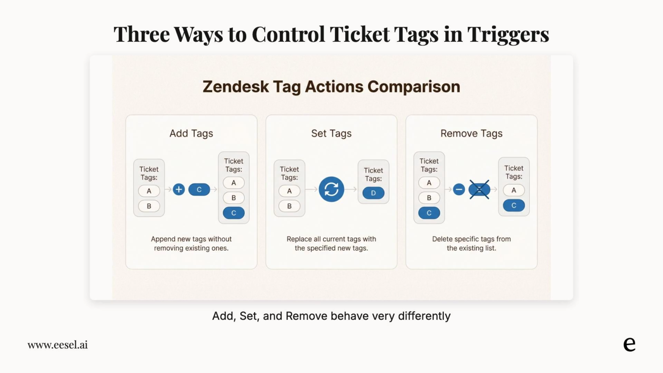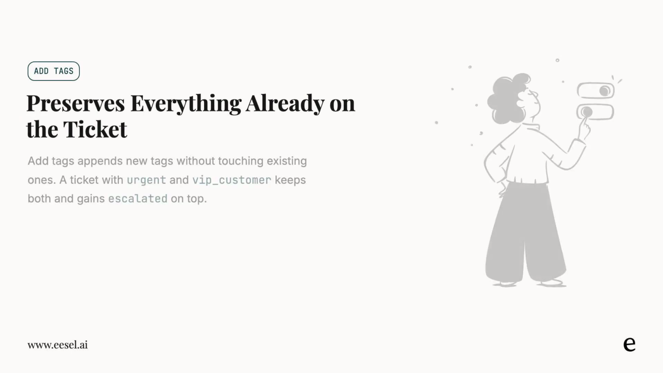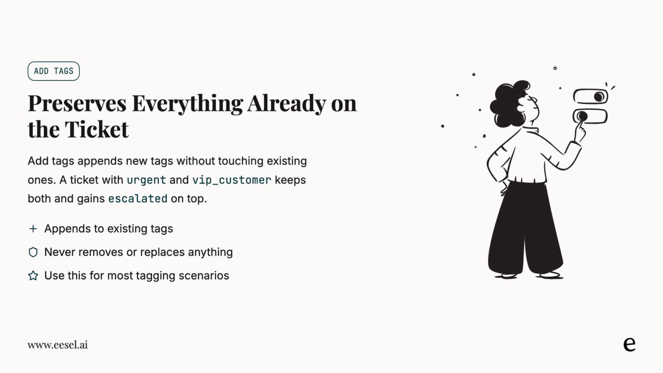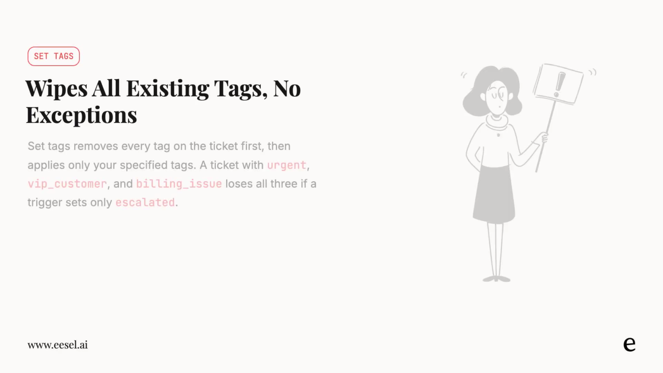They sound similar, but they behave completely differently. Using the wrong one can silently wipe out critical routing data that other parts of your workflow depend on. Add tags is the safest option, and the one you will reach for most often. It appends new tags to whatever is already on the ticket. A ticket already tagged urgent and VIP_customer keeps both tags and gains escalated on top. Nothing is ever removed.